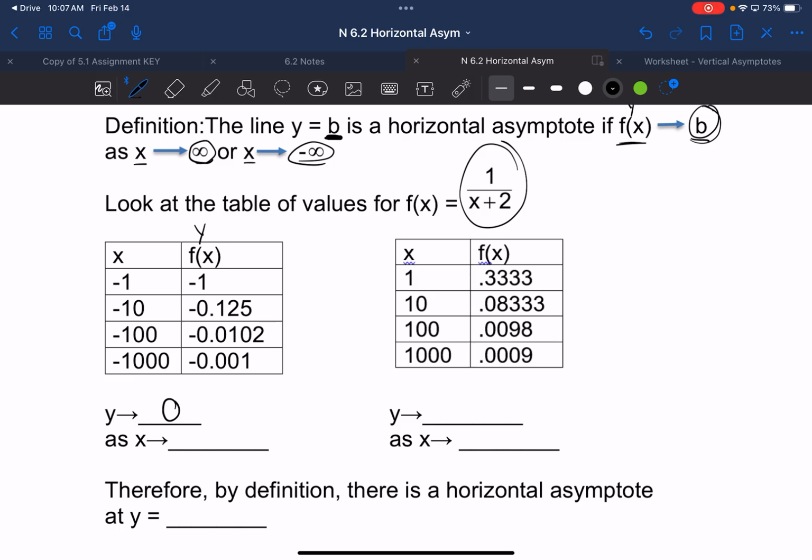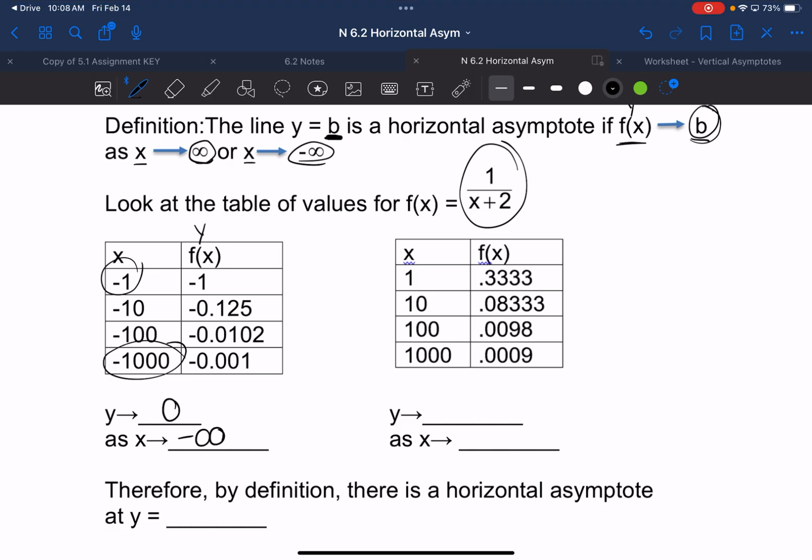Then they ask, what is our x approaching? So it went from -1 to negative 1,000. So where is it headed? Negative 10,000? Where? Negative infinity. Okay.